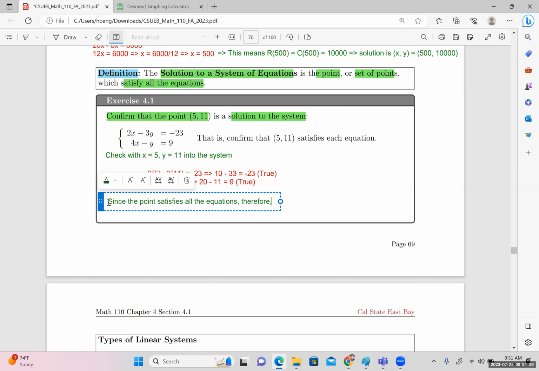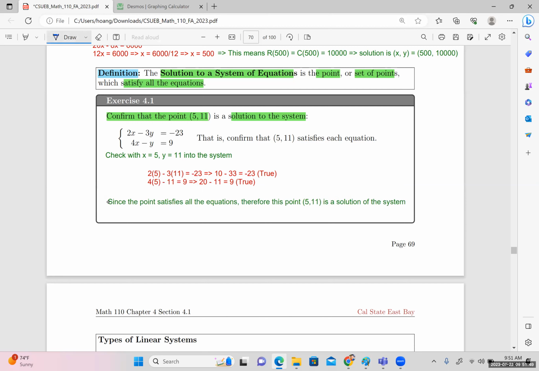Therefore, this point (11) is a solution of the system. Okay. So from now on, if we ask you whether a point is a solution of the system, you have to check by substituting the values into all the equations and solving. Okay. Now let's talk about the types of linear systems.